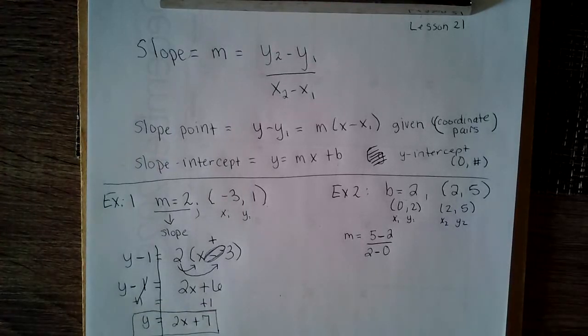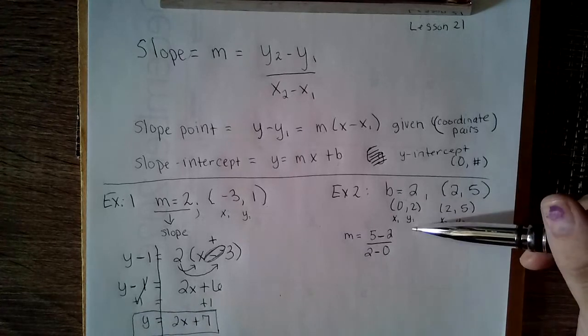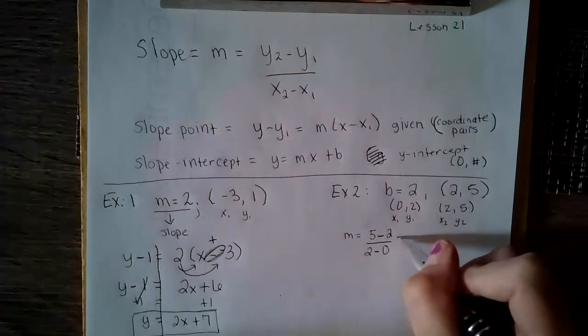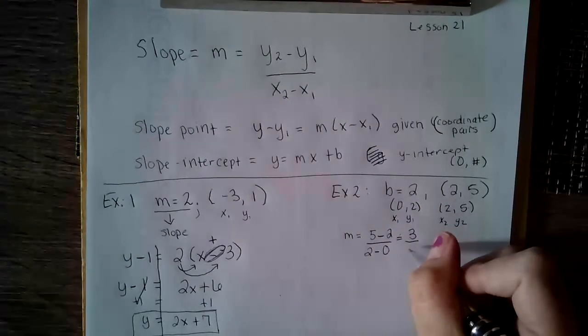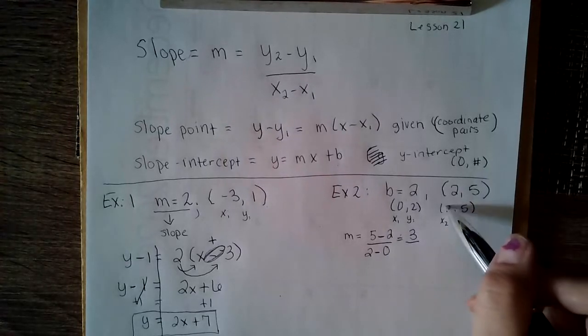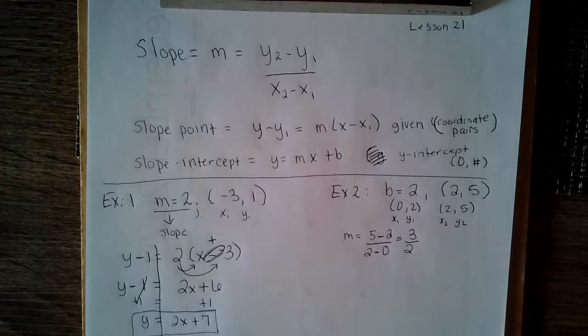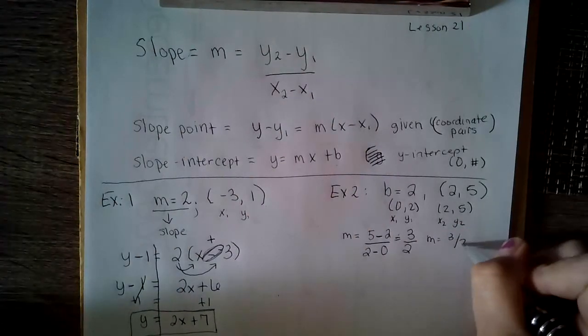And I'm going to go ahead and double check my math. My y2, my y1 subtracted. Okay, that's going to equal 3. And 2 minus 0 is going to be 2. So my slope here is going to be 3 halves. So m is equal to 3 halves.